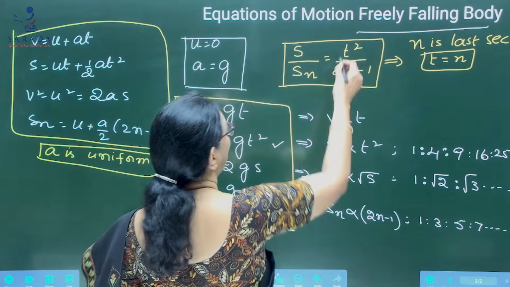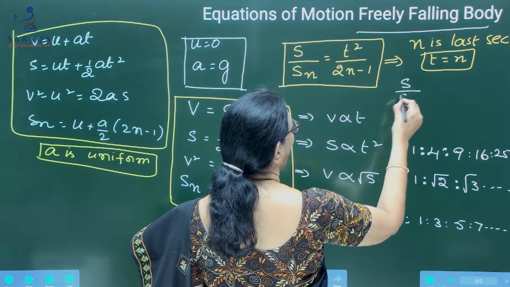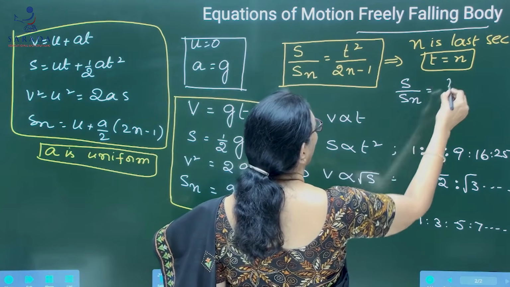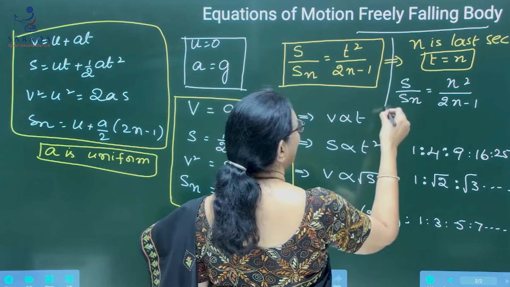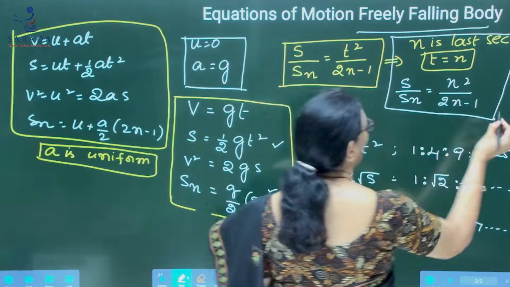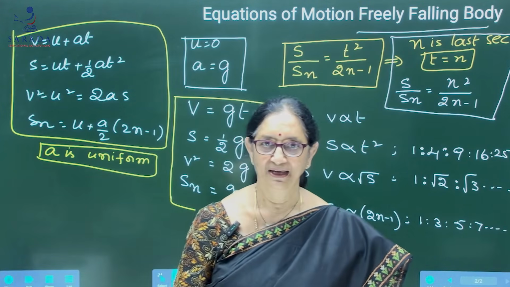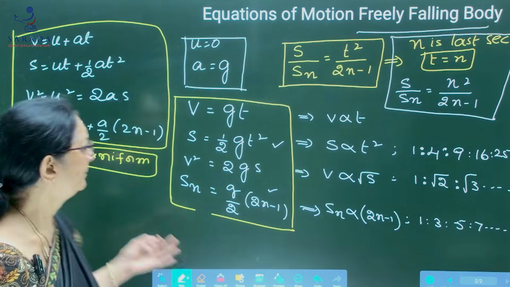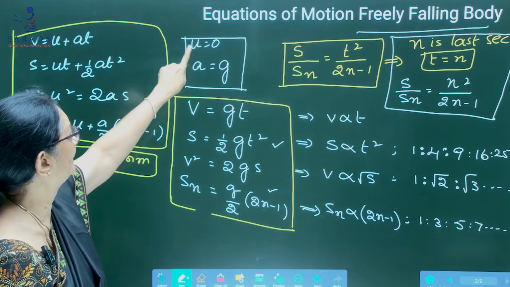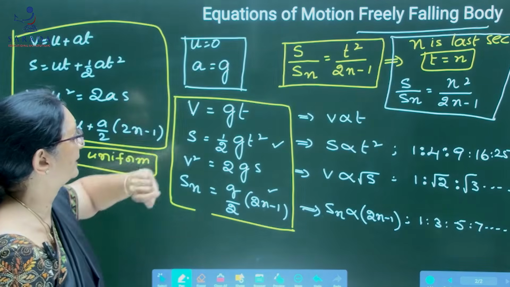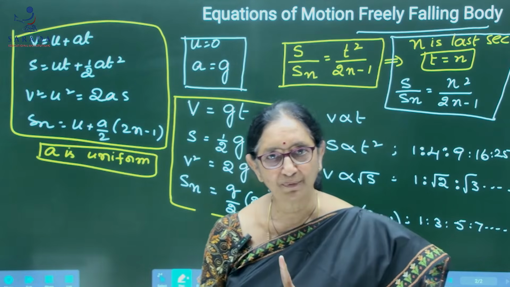So, if you substitute t is equal to n here, it implies S by Sn is equal to n square by (2n minus 1). This is a very important formula we will be using in solving problems in case of a freely falling body. Okay. So, these are the equations of motion. In particular, in case of free fall, u is equal to 0, a is equal to g. That is it.